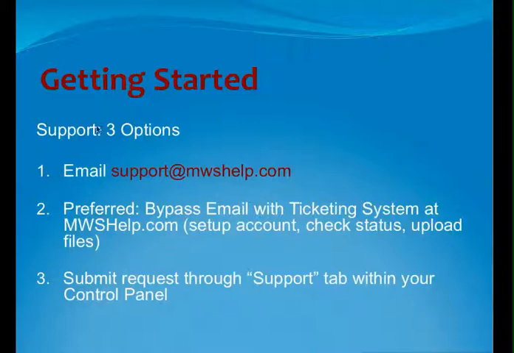Our main ways of getting in contact with us include emailing. You can email support at mwshelp.com. Our preferred method bypasses email. You actually set up an account on mwshelp.com. We use a third-party ticketing system called Zendesk, which is a really fantastic system. It allows you to log back into that account and either add to the ticket, check the status, or even upload files. All you have to do is go to mwshelp.com and set up an account. You don't have to use the same username and password that you're using with your web system login. You can create something completely different.